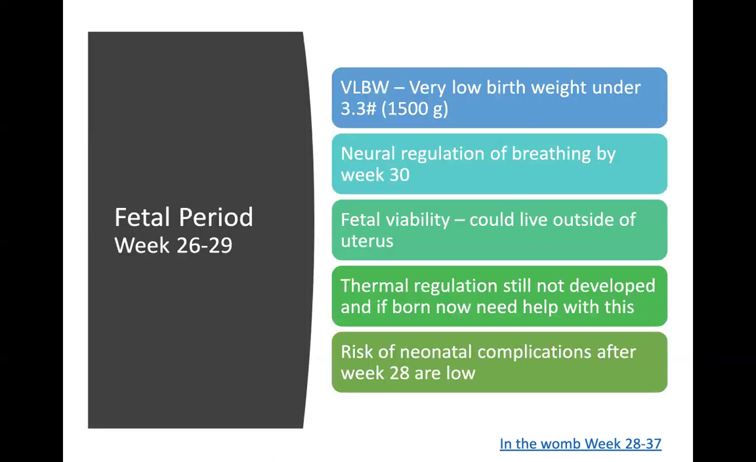So weeks 26 through 29, we have VLBW, or very low birth weight, which is under 1,500 grams. Neuroregulation of breathing by week 30. Fetal viability, could live outside the uterus, starts happening during this period. Thermal regulation is still not developed, and if born now, they need help with this. And the risk of neonatal complications after week 28 is low.